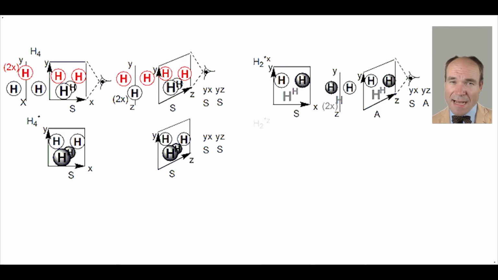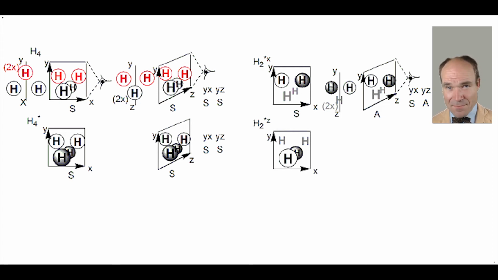Finally, we will look at H2 star in the Z orientation. The X orientation was left to right as we looked at it through the YX plane. The Z orientation is front and back as we look at it through the YX plane. Again, we are showing the two other hydrogens as grey or ghost hydrogens. But really, we're thinking about them just to let you know where they are, but they're not part of the calculation.